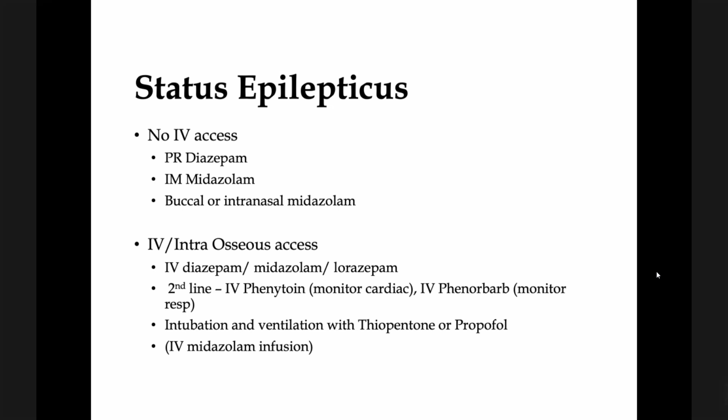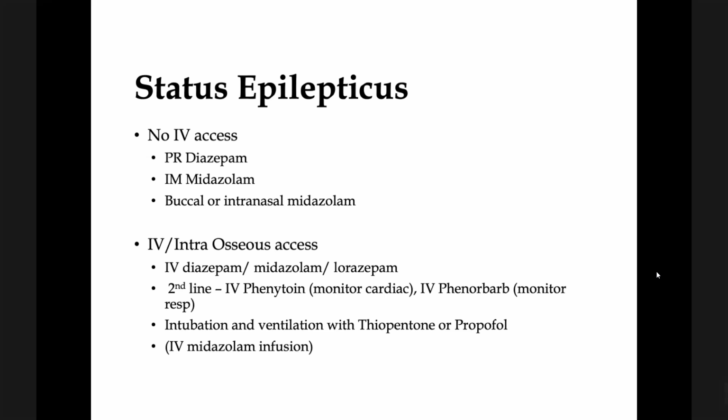So once you give one agent, you wait about 10 minutes before you give a repeat dose. So if there is no IV access, you can give two diazepam doses or two midazolam doses. So maybe as the first line, you give PR diazepam, and then in the meantime you get IV access. Then you can try the IV diazepam or IV midazolam, like that. You try twice before we move on to the second line medications, right?